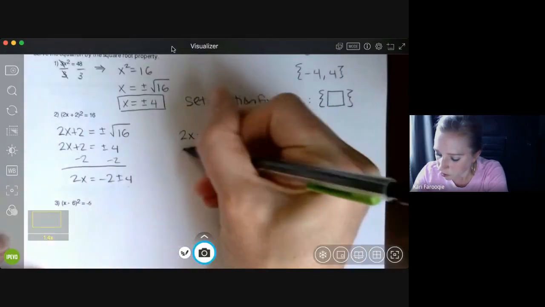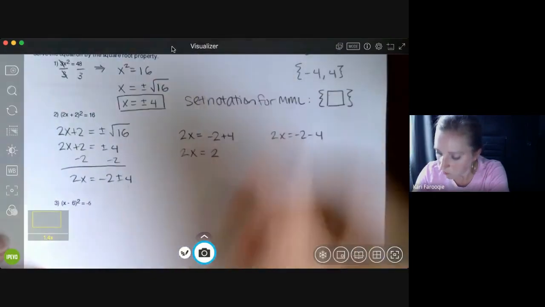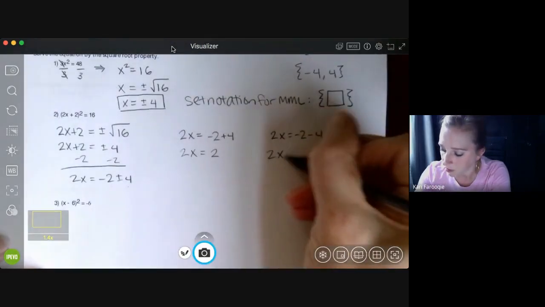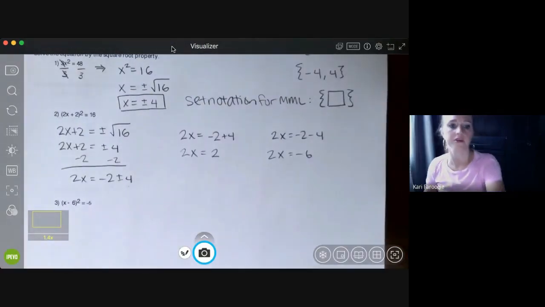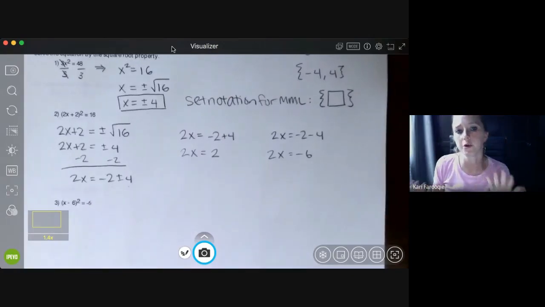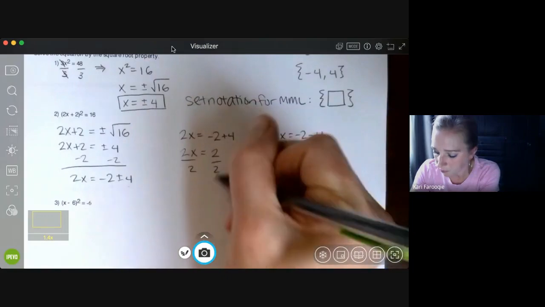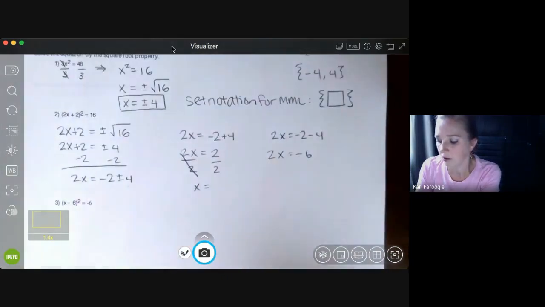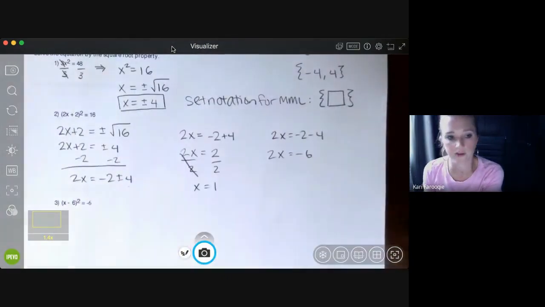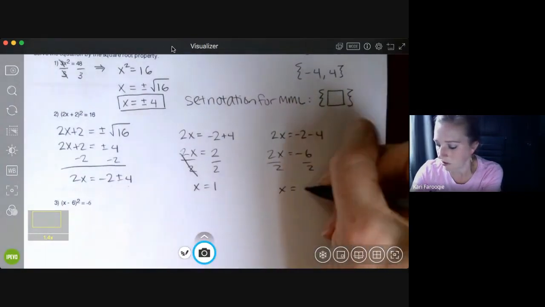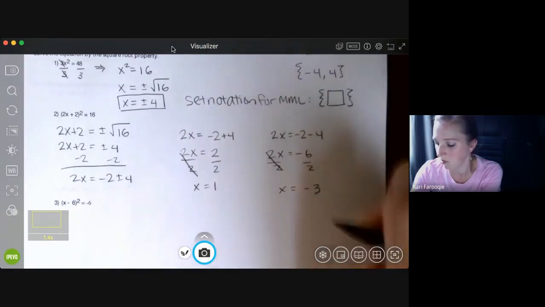Now we're going to continue to solve for x. Go ahead and simplify. -2 plus 4 is 2. -2 minus 4 is -6. And now you just need to divide by 2 on each side in both equations to get your values for x. So in the first equation, you get x equals 1. And in the second equation, you get x equals -3.